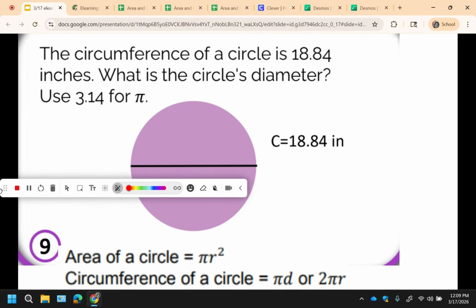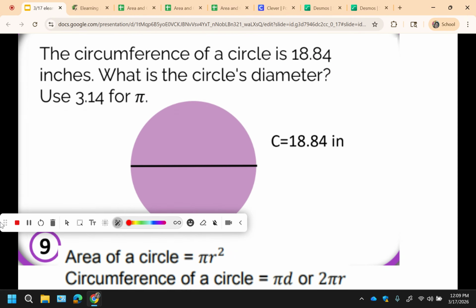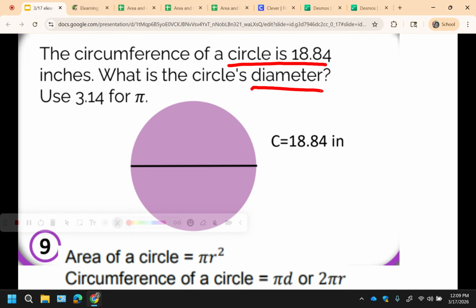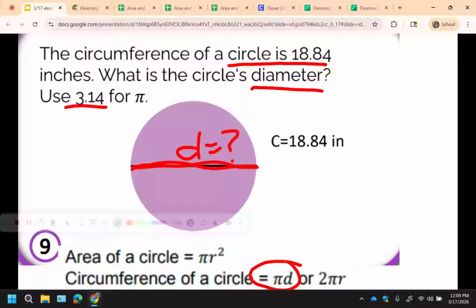So this is where it kind of then starts going backwards. So the circumference of a circle is 18 8400ths. What is the diameter? So they don't know what this length is. That's what they want us to find. Okay. And they're telling us to use 3.14 again. So since we're using circumference and we are looking for diameter, this is the equation we would use.